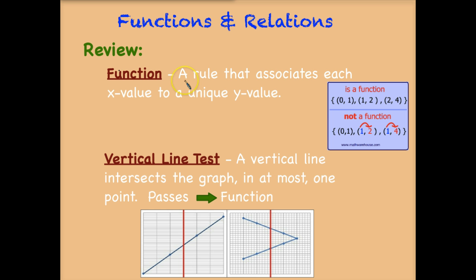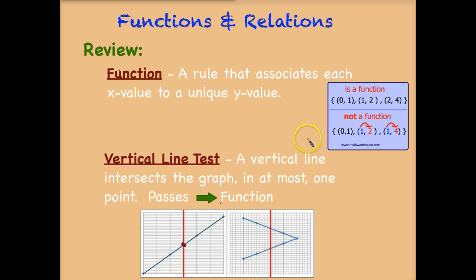One way we can check to see if something is a function is by using the vertical line test. This works well when we have graphs. A vertical line intersects the graph in at most one point. If it passes that, then it is indeed a function. Look at this first graph. I've drawn a red vertical line through. Notice that it only intersects the graph here at one point, nowhere else. In that case, this is, in fact, a function.